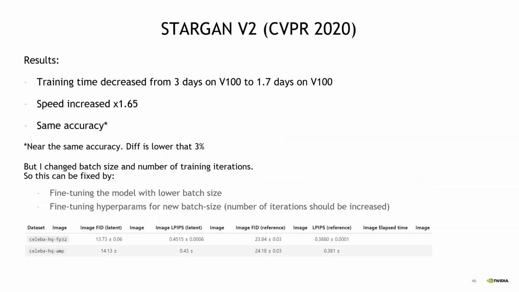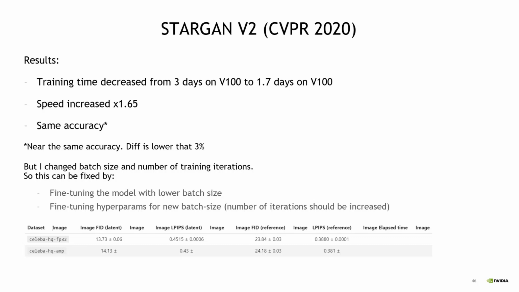As a result, training time till convergence decreased from 3 days to 1.7 days on a V100 GPU. And I achieved nearly the same accuracy in my training procedure. Nearly the same accuracy because the difference in metrics that I achieved was less than a couple of percent. But the neural network generates images successfully and everything works fine.